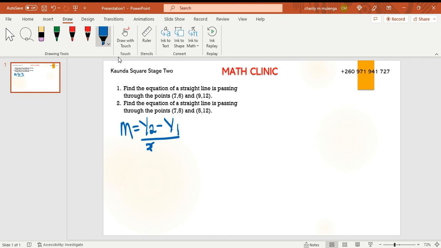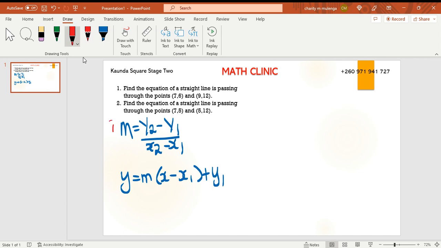Remember, we have been given coordinates. We need to use these two formulas: m = (y2 - y1)/(x2 - x1) and y = m(x - x1) + y1. We're going to use the first formula to find the gradient, and the second formula to find the straight line. Okay, with that said, let's get right into it.